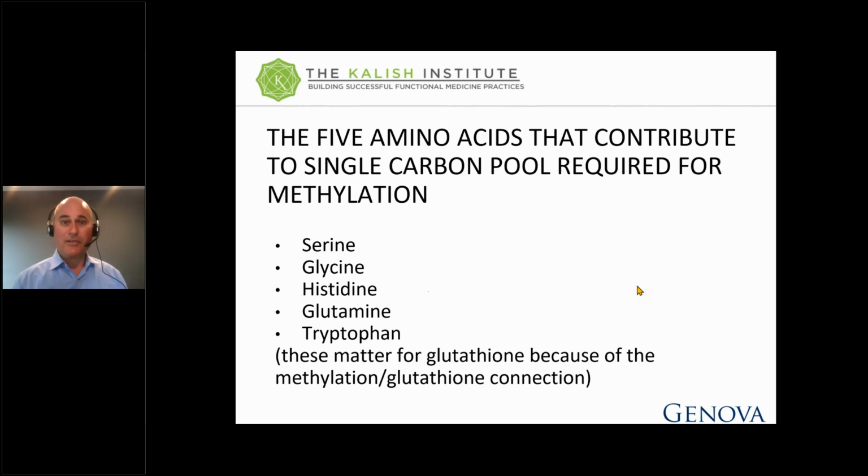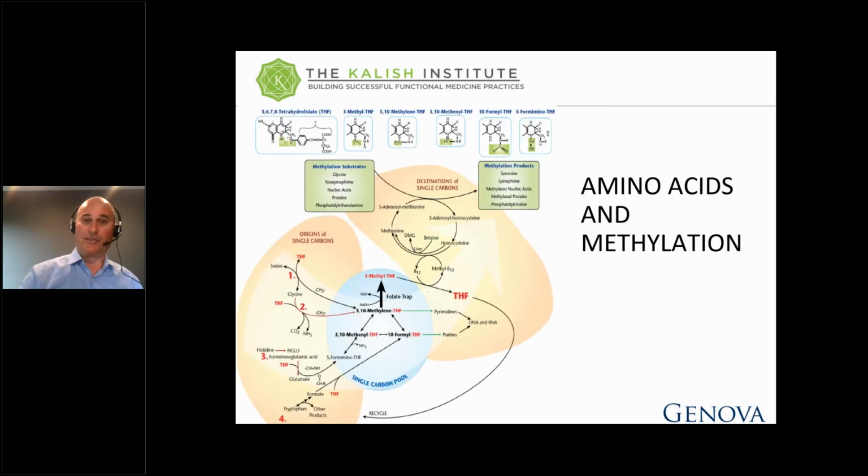Talked a little bit about the single carbon pool. These are the amino acids that are required for methylation: serine, glycine, histidine, glutamine, tryptophan. You don't have to memorize that. You just look at it on a chart or something. But remember that there's this overlap between methylation and glutathione. So these two things are linked.